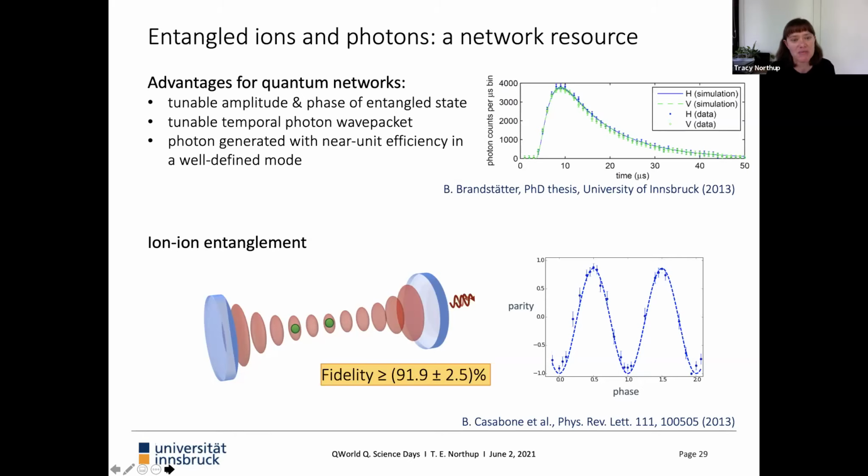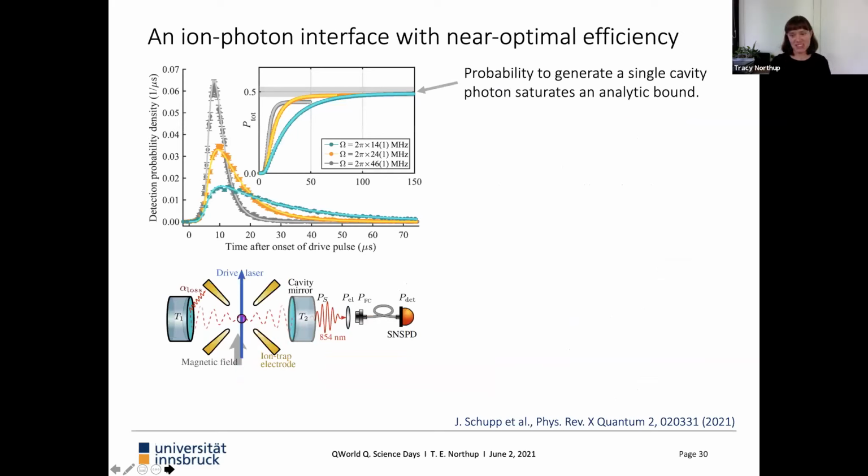I want to show you some of the most recent work that we've done in this direction. This is an article that actually came out yesterday in Physical Review X Quantum. It is about showing that the interface between an ion and a photon is achieved with near optimal efficiency. And this is work that was carried out in Ben Lanyon's research group here in Innsbruck.